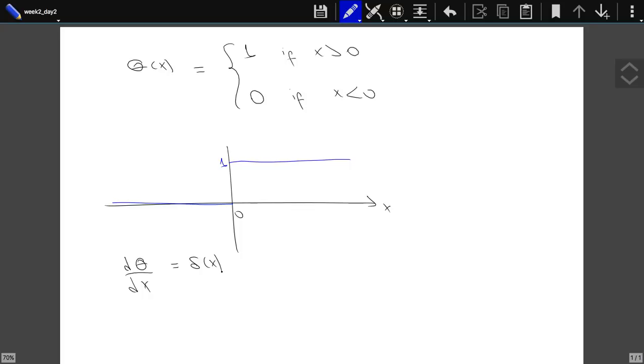Well, let's see. What are the properties of the Dirac delta function? So we have to prove that the derivative of the step function satisfies all the properties of the Dirac delta function. So what are the properties? Well, infinite is not really a value. So what we know about the step function, it is 0 except on one point. So that is one property of the Dirac delta function. The Dirac delta function is 0 everywhere except on a single point.